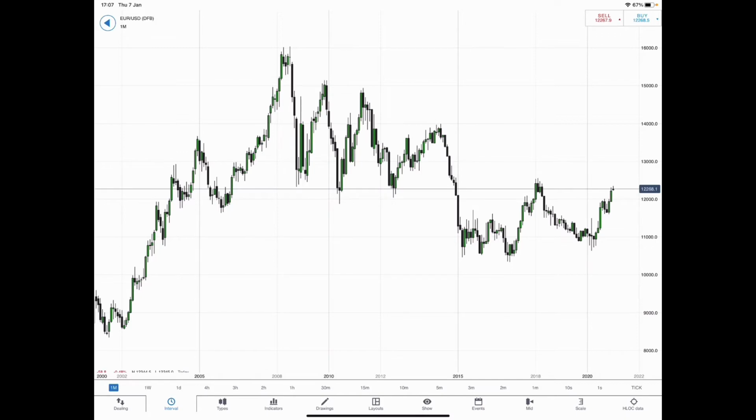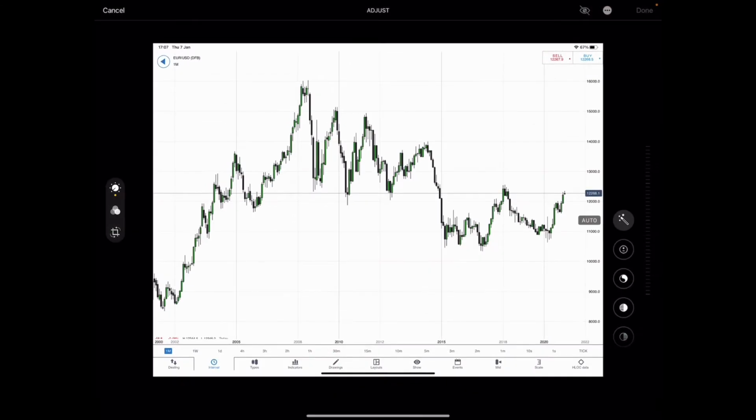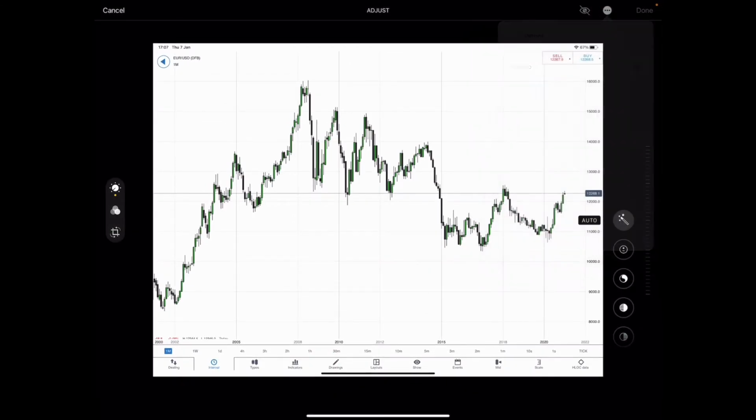So with all of that said, let's just take a brief look at what we think could potentially be unfolding in the next 3 to 6 months on Euro USD.